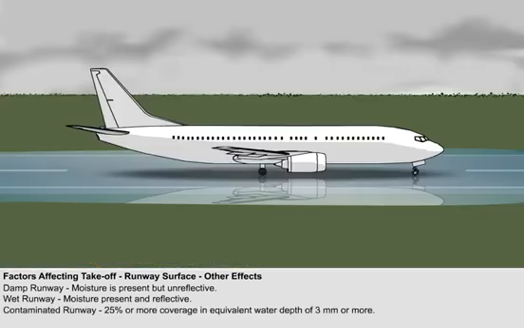A contaminated runway is one when there is more than 25% of the runway covered in a layer of moisture whose specific gravity is equivalent to a depth of 3 millimeters or more of water. The importance of runway contamination cannot be stressed enough, as many fatal accidents may have been avoided had due account been taken of the situation.